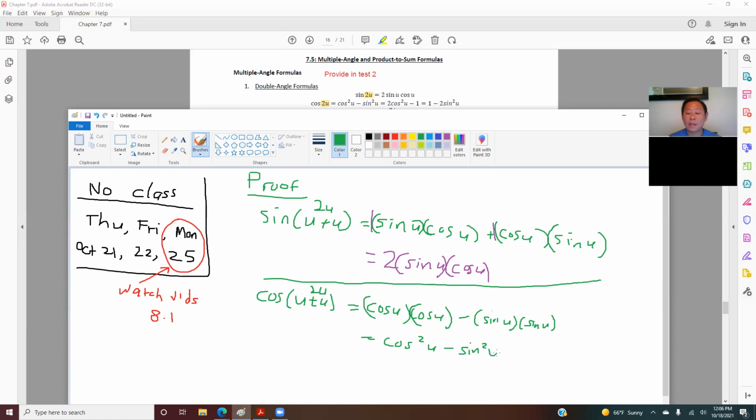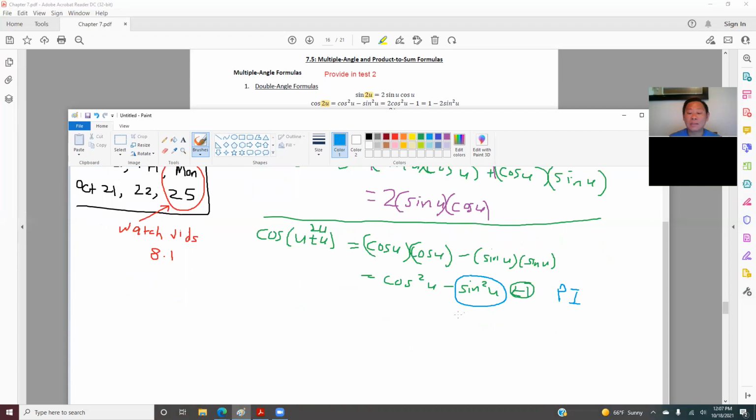So you will get the first formula here, which is cosine square u, because cos times cos is cosine square, sine times sine is sine square. So you got cosine square u minus sine square u. This is the first formula that we have here. Then we can also get the second and the third formula by using the Pythagorean identity. We can change the sine square u to become 1 minus cosine square u using the Pythagorean identity.